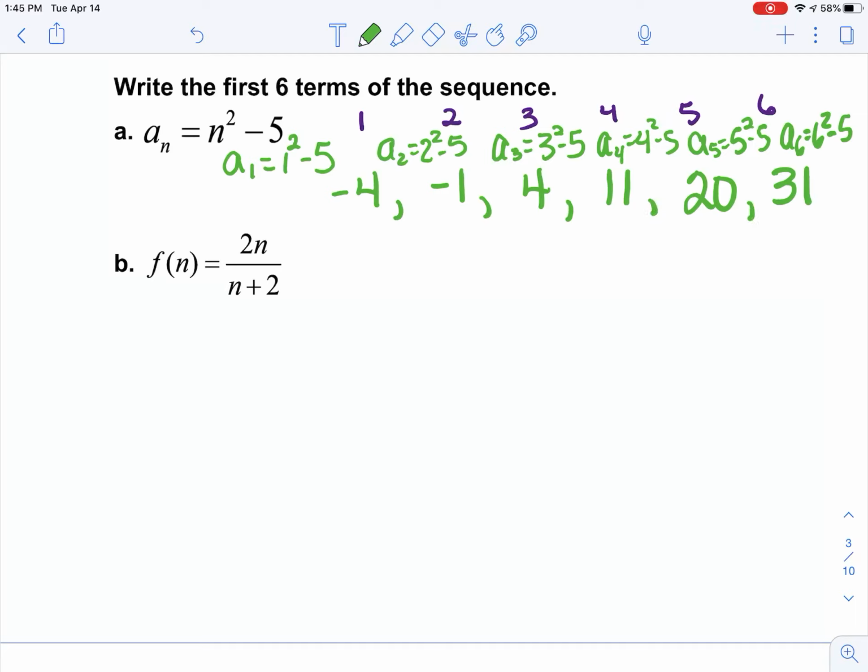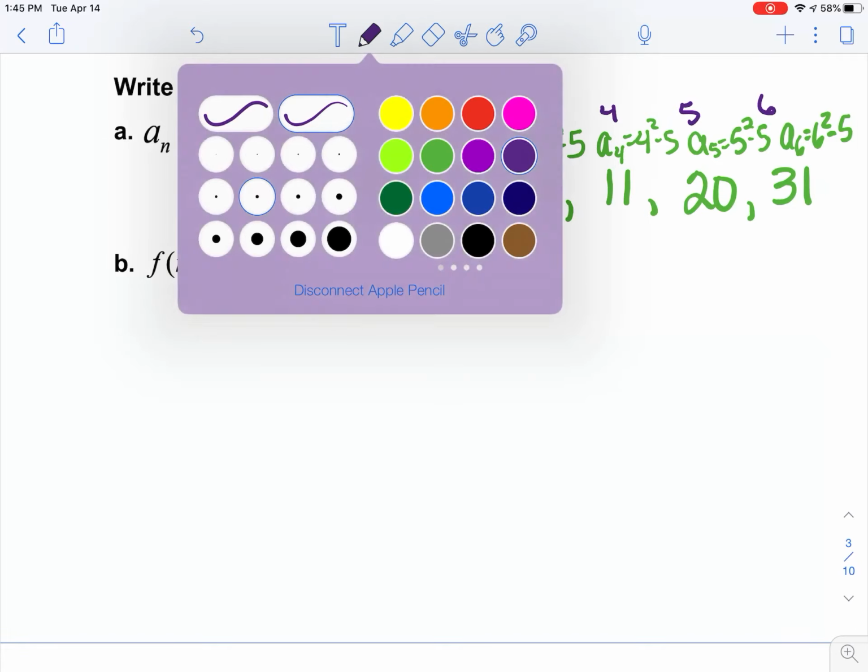So here is my sequence. It's going to be negative 4, negative 1, 4, 11, 20, and 31. Since it has an ending number, this is a finite sequence. All right, let's look at this next one.